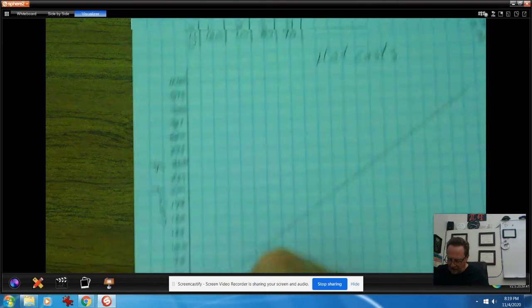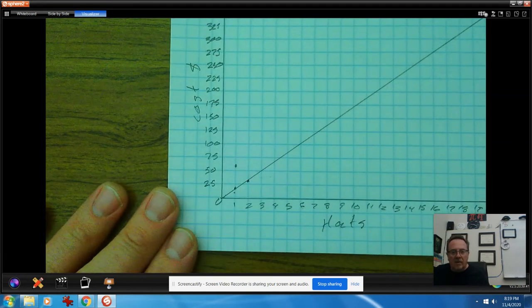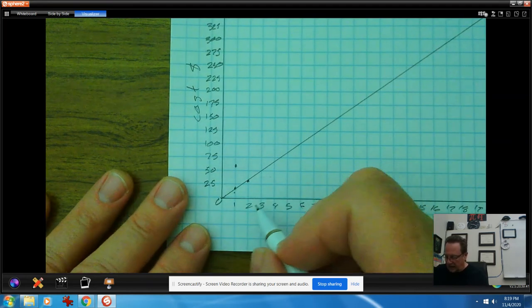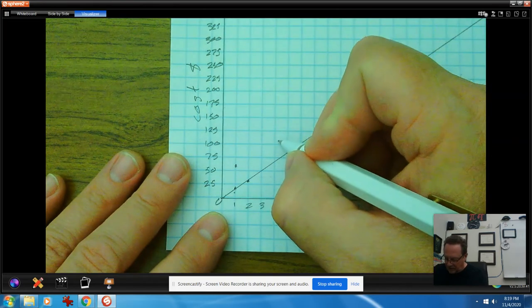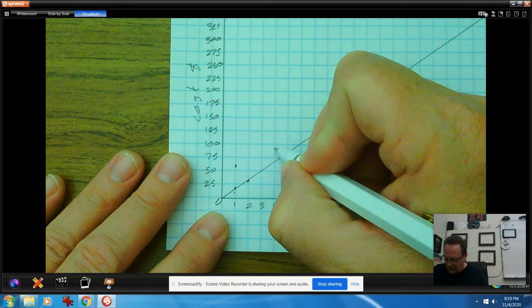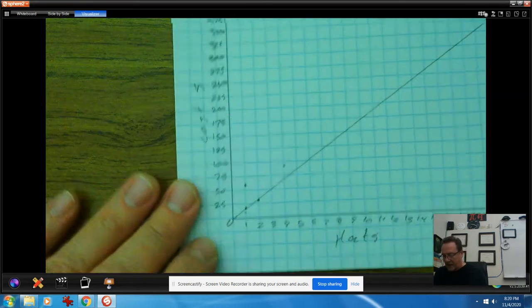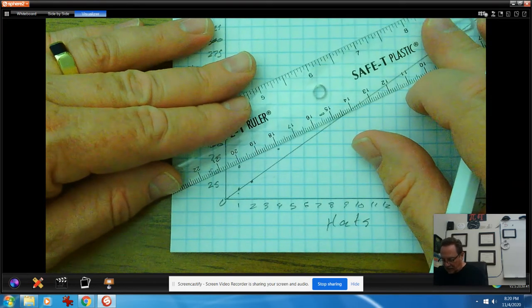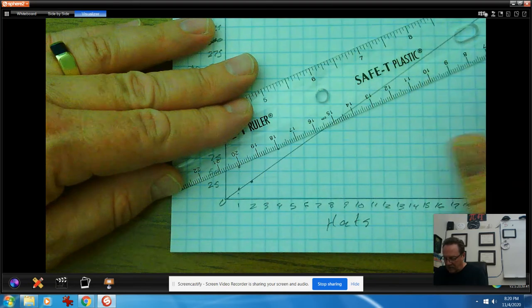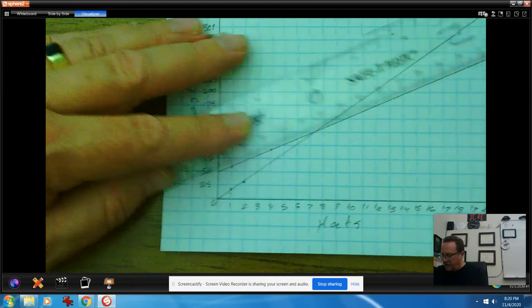At 1, we were at 60, which is about there. Right? At 1, we're about 60. And I'll do a little bit further on. At 4, I'm at 90, which is just a little bit less than 100. Also notice that I should be going through 50. Why through 50? Well, because that was my initial value. That's my y-intercept.